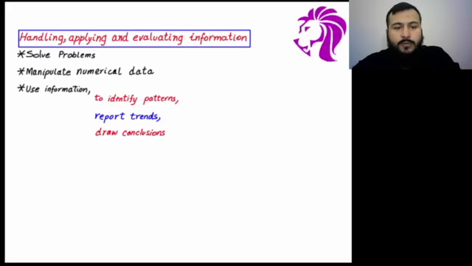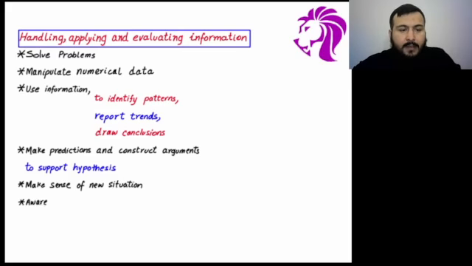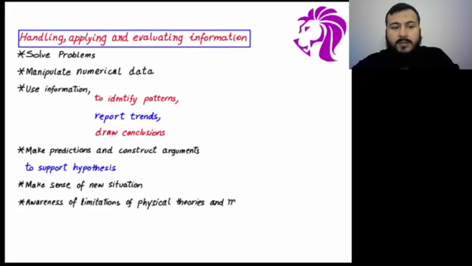He wants us to use information to draw conclusions for given data. He also wants us to make predictions and conclusions and construct arguments. Why construct arguments? To support, confirm, or prove a given hypothesis. And he wants us to make sense of new situations given to us. He wants us to be aware of the limitations of the physical theories and physical models that are set out for you in these 25 chapters.